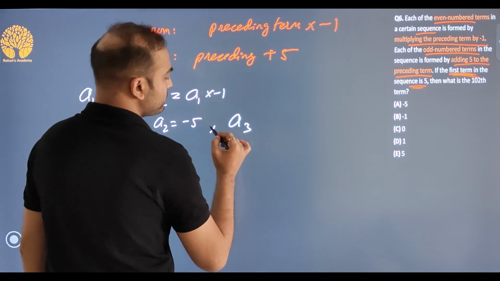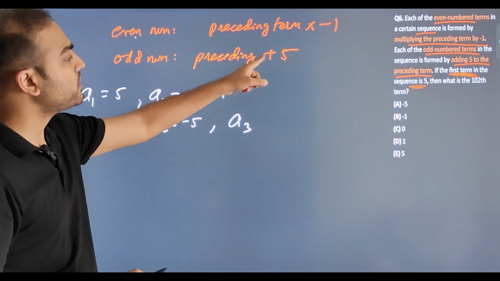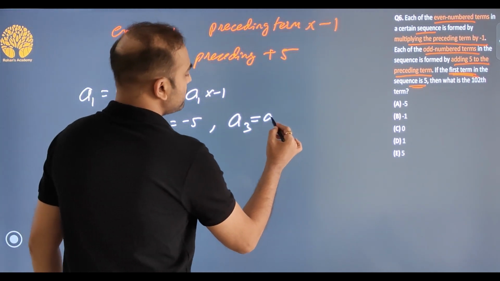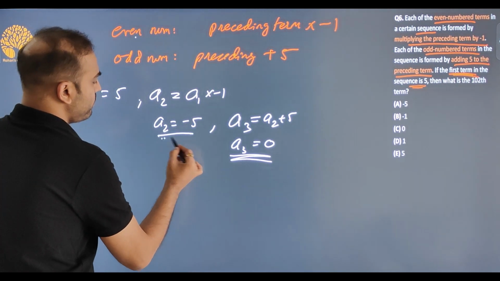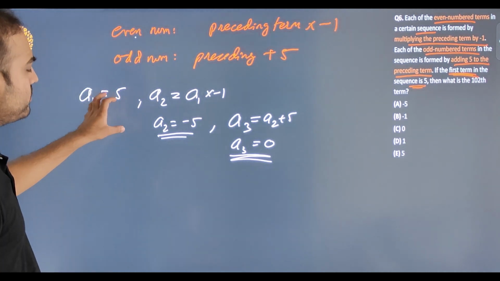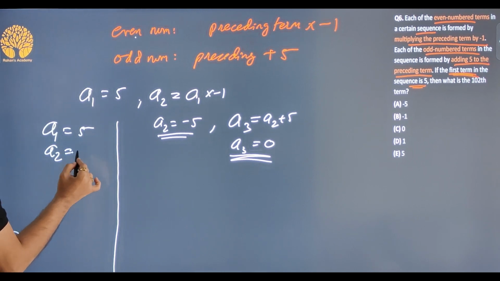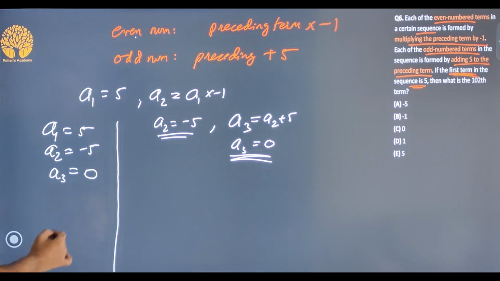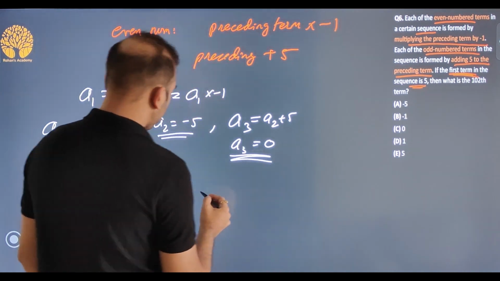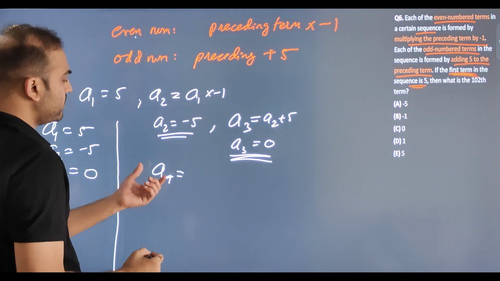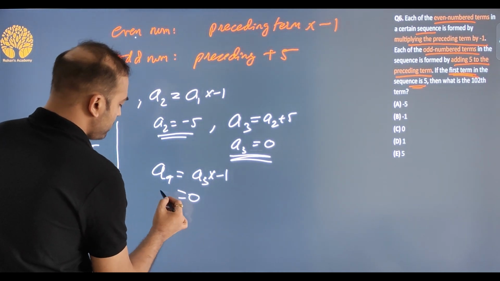So A2 will become minus 5, right? Now A3. 3 is an odd number. Formula for odd term is preceding term plus 5. That is A2 plus 5. That is 0. Okay. Let me just write all of this here. A1 is 5. A2 is minus 5. A3 is 0. I don't see a pattern as of now. Let's continue. A4, again an even number term, so preceding term into minus 1. A4 is 0.